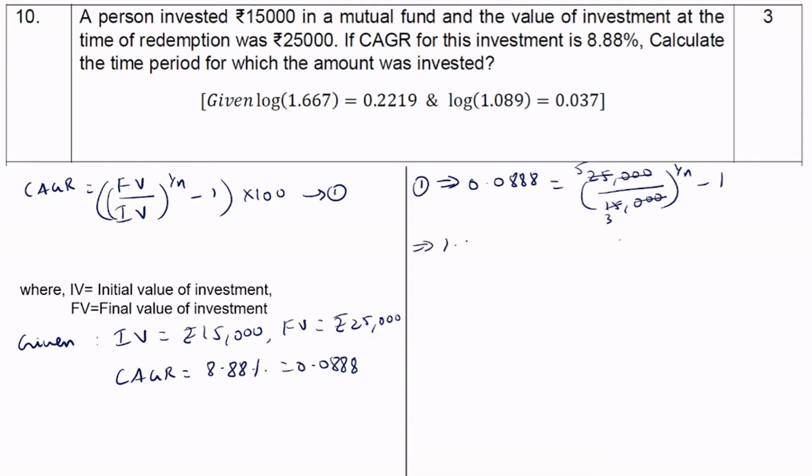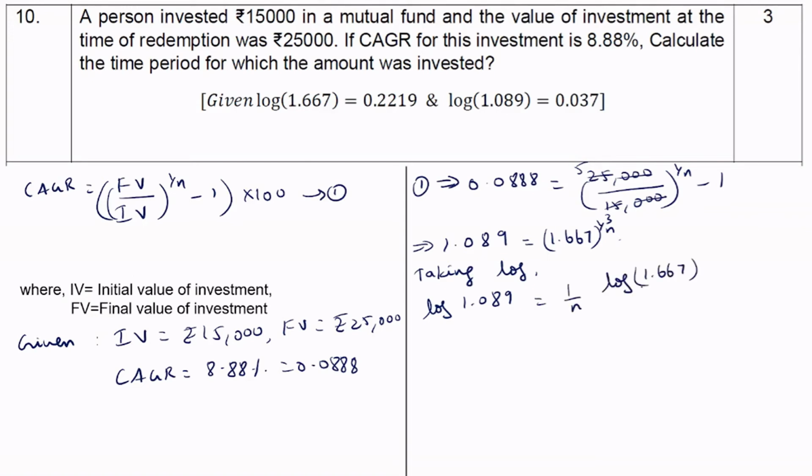So from this we get 1.089 equals 1.667 the whole raised to 1 by n. Let us take log on both sides. Taking log, log 1.089 is equal to 1 by n log 1.667.